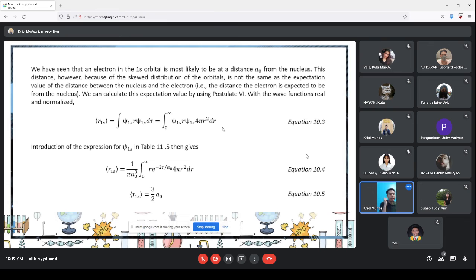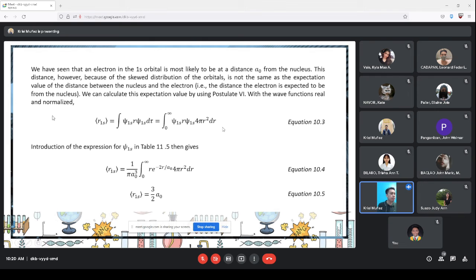Kung real and normalized yung wave function natin, class, ito yung makukuha natin na expected value for the radius. Okay? Expected value or the average value. Iba't ibang books, iba-iba yung ginagamit. For sa book ni Leidler, expected value yung term, pero binanggit niya din yung average value.